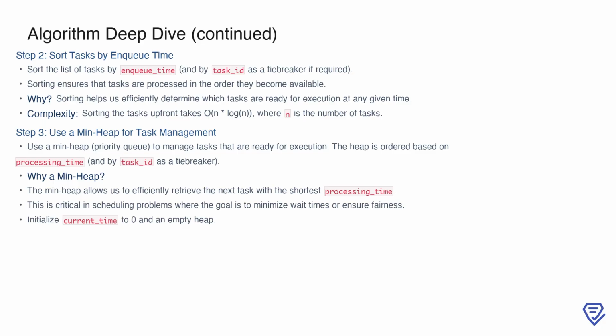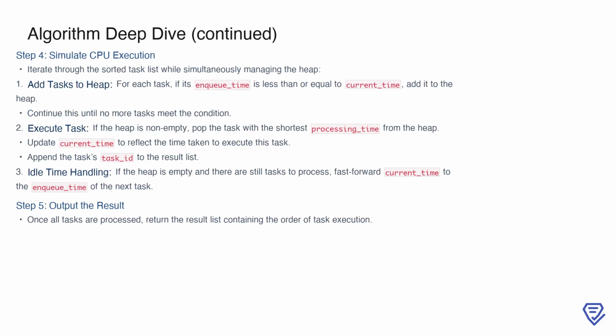The heap is ordered by processing time, and task ID serves as a secondary tiebreaker. This structure enables us to quickly retrieve the task with the shortest processing time, which helps minimize waiting times and ensures fairness. At this point, we also initialize the current time variable and set up an empty heap for task management. With the tasks sorted and the heap initialized, the next step is to simulate the CPU's behavior. We iterate through the sorted tasks while managing the heap. First, we add tasks to the heap as they become ready. A task is considered ready if its in-queue time is less than or equal to the current time. We repeat this process until no more tasks meet the condition.